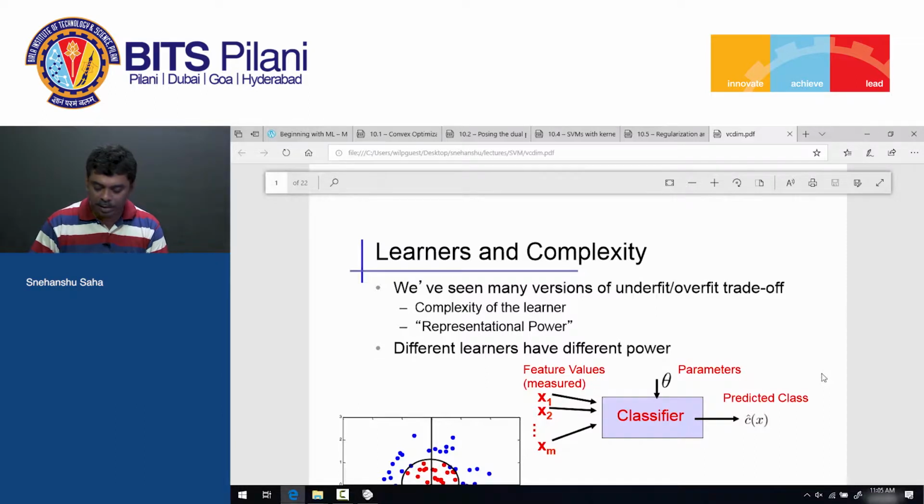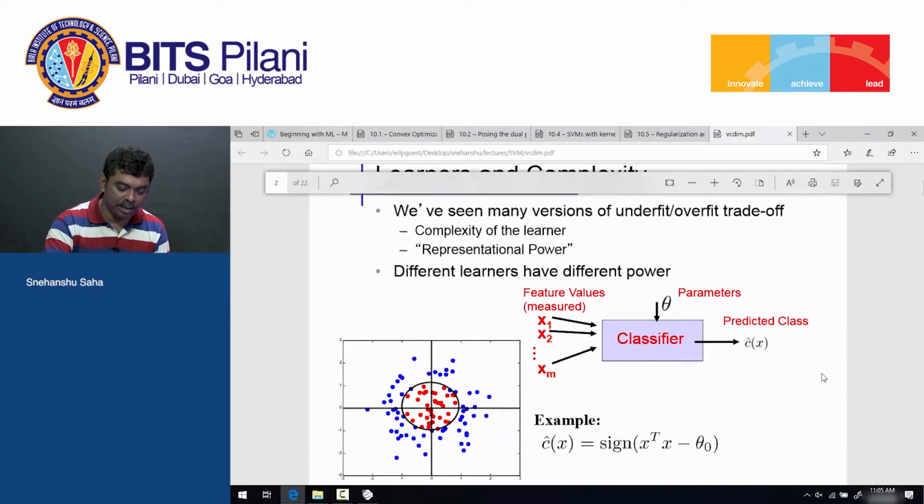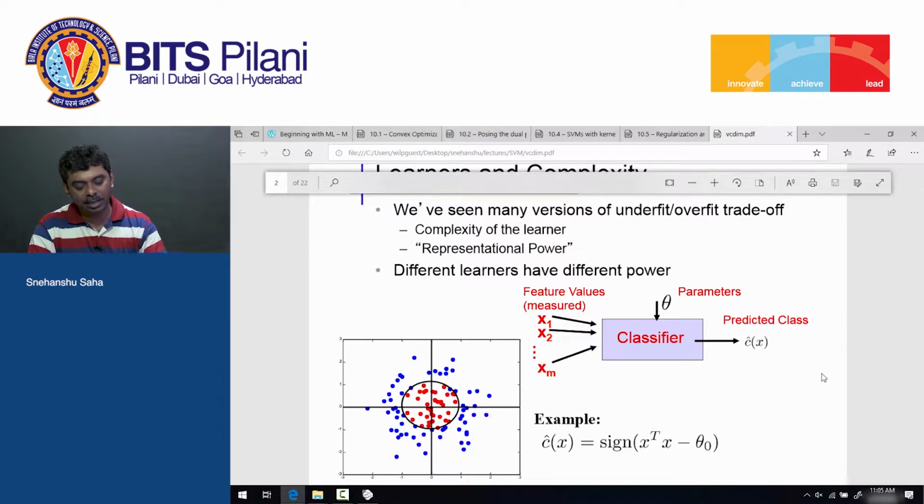Okay. So, different learners have different powers. For example, if I choose this particular learner, you take your input features, take an inner product of the input features, then the difference with the bias, right? And take the sign of it. If the sign is positive, you label it as one class, and if the sign is negative, you label it as the other class. Okay, simple enough, right? Your predicted classes are CX. Okay, so these are the class predictions, +1 and -1, let's say. Okay, inside the sphere, outside the sphere.